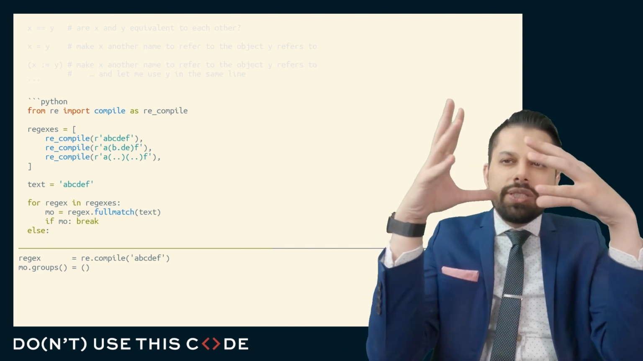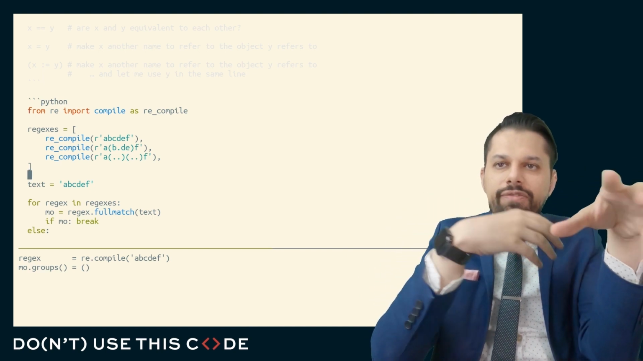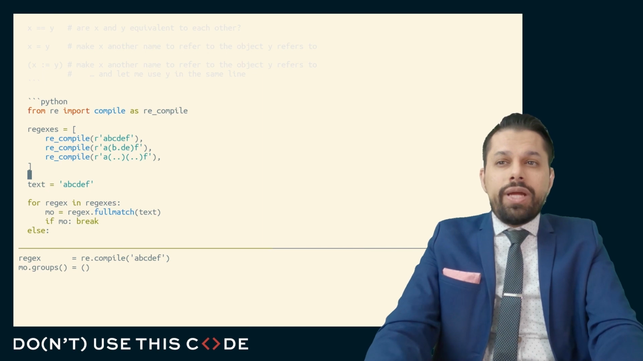So we'll start with some really tight ones, then we'll go to some loose ones. We'll match exactly A, B, C, D, E, F, or we'll match A, B, D, E, F, or we'll match A, and then something in the middle. And we want to capture the parts that didn't match as part of our capture groups.